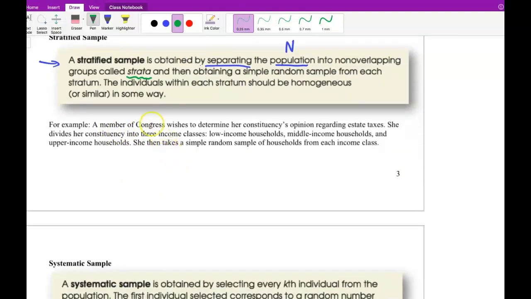For example, a member of Congress wishes to determine opinions regarding taxes. She divides her constituents. How many groups do we have? We have 3 groups. One is low-income households, the other one is middle-income households, and upper income. So we have 3 groups. Then after that, she takes a simple random sample of households from each income class.